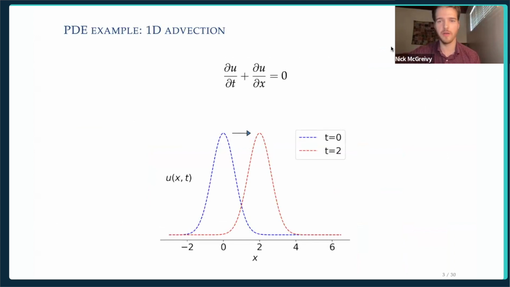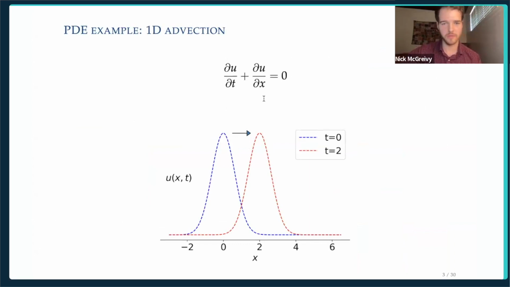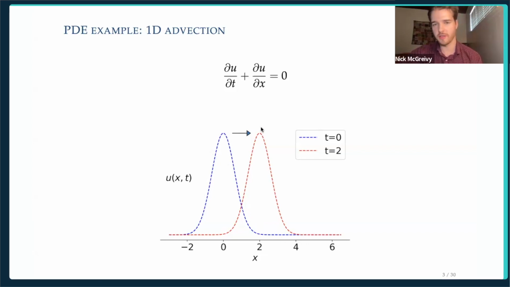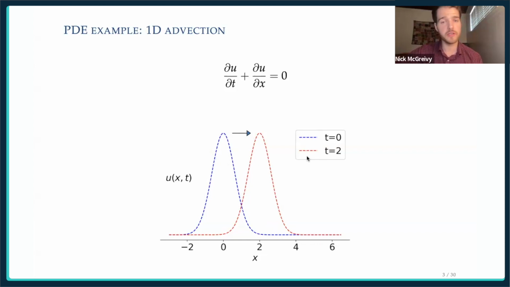This is an example of a partial differential equation. It's called the advection equation, and it relates the partial derivatives of time with respect to space. Now, for this PDE, we know the exact solution. The exact solution just says that if your initial condition looks like this in blue, or anything, the solution is going to translate to the right with a speed of 1. And so after 2 units of time, it's going to look like this thing in red. So we know the exact solution here.